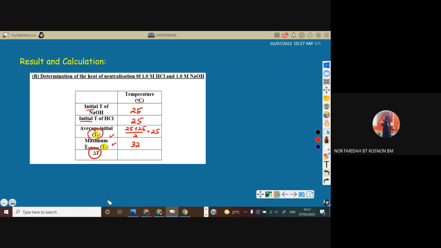Jangan, pastikan, saya kata apa tadi, check. Jangan minta roommate, mentang-mentang roommate pun budak sains, you ambil. Mungkin pensyarah dia guna soalan lain. Saya guna soalan saya. Okay.